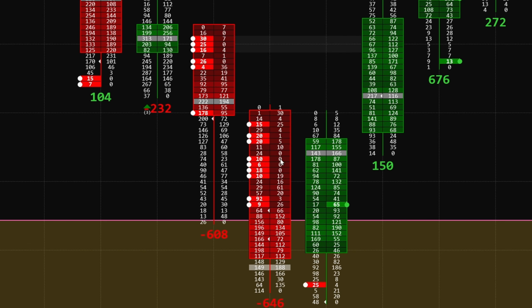Well, if we look intra-candle real quick, notice these highlighted cells with the dots next to them. Each one of these dots represents an imbalance in the market. And since it's on the left side of the candle, it would represent a sell side imbalance.